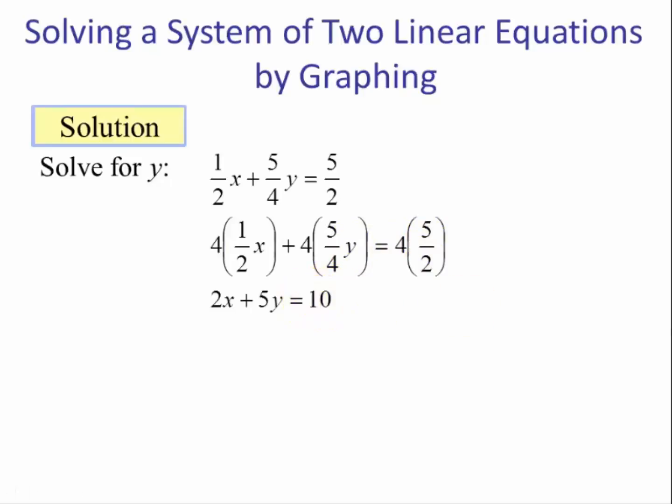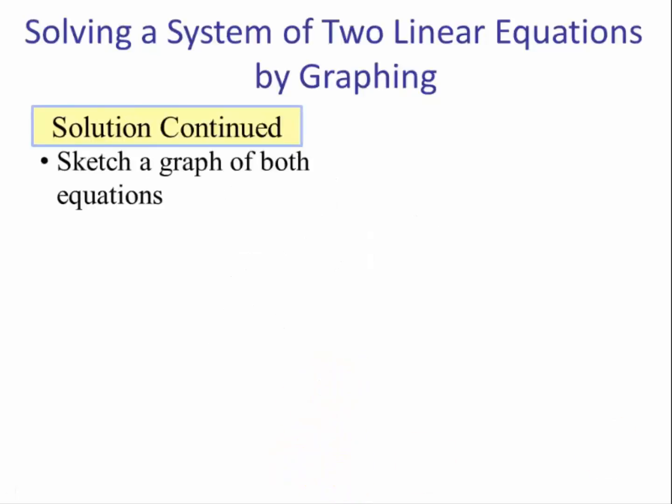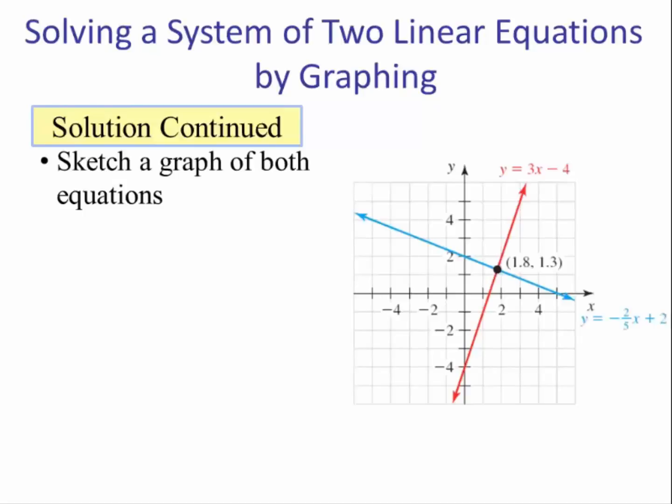Next step to solve for y, we subtract 2x from both sides. So we're left with 5y equals negative 2x plus 10. Now divide by 5, we have y equals negative 2/5 times x plus 10 divided by 5, which is 2. So if we sketch both of these on a coordinate plane, here we have the equation y equals 3x minus 4. The y-intercept is negative 4, and the slope is 3 over 1, which is 3. For the blue line, the y-intercept is positive 2, and the slope is negative 2/5, so we go down 2 to the right 5.